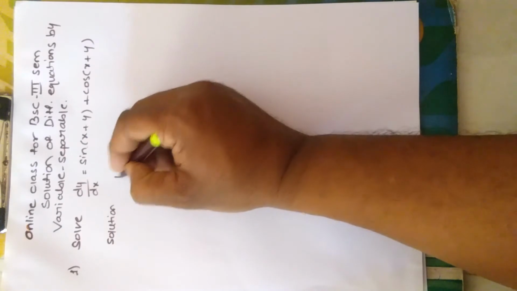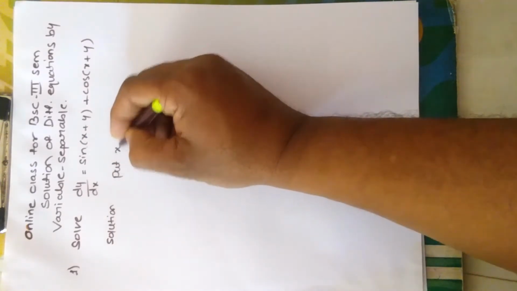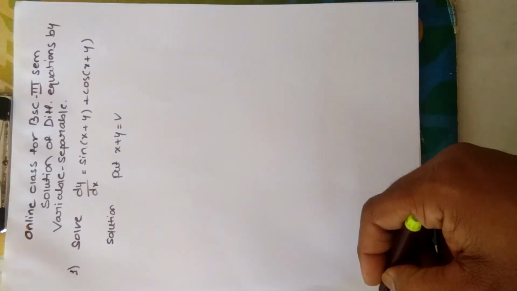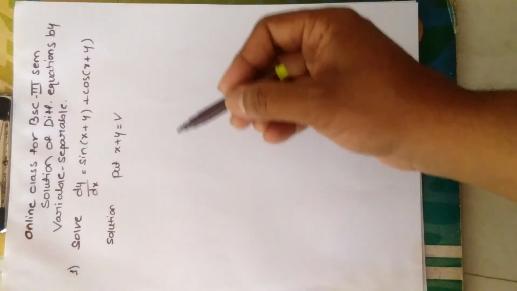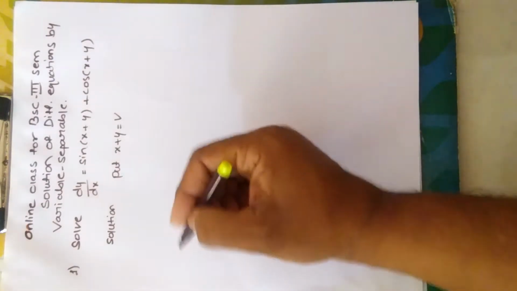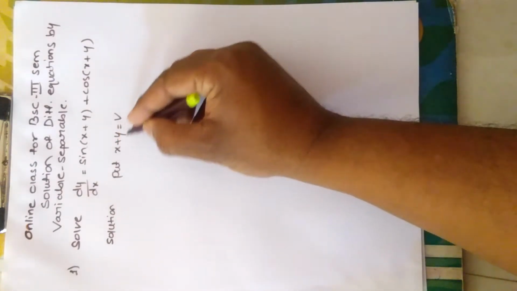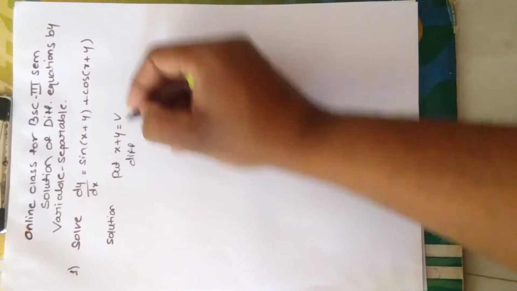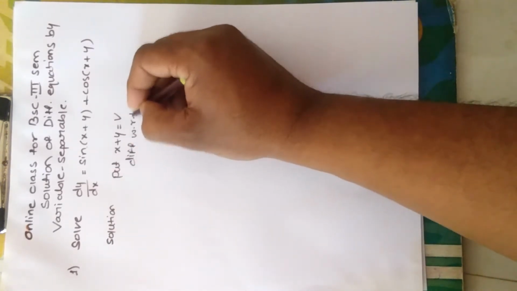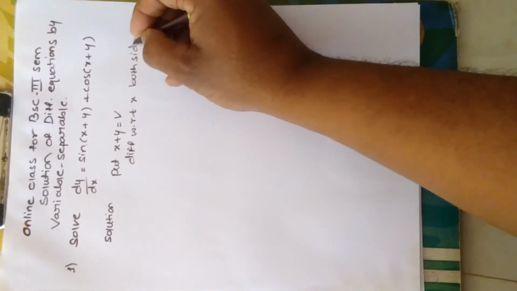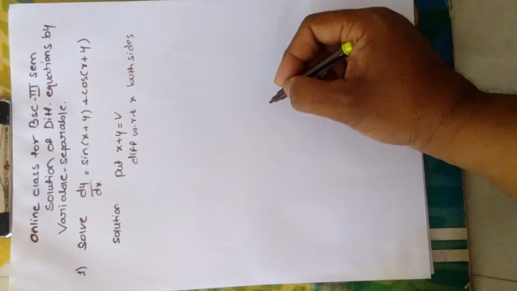Put x + y = v. Okay, in this case put x + y = v. Next we differentiate this with respect to x. So differentiating with respect to x both sides.